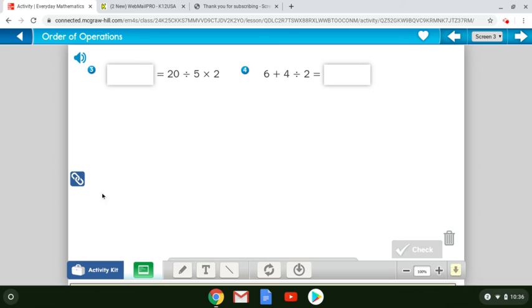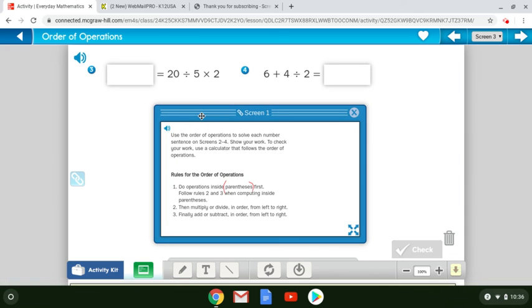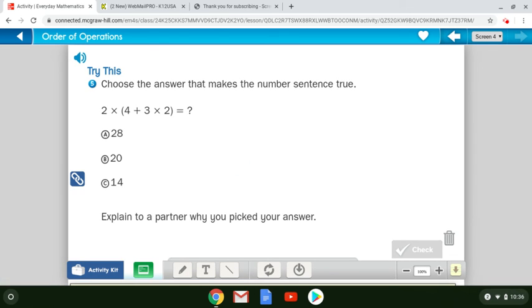And there's more practice here. You can click this link and it pulls up those rules again that you can use to check to make sure you're following in this order. Fill in your answers and then check. And then you can move on to screen 4. And you are going to answer this one as well. When you're finished with that, then you're going to come back out to your main screen.